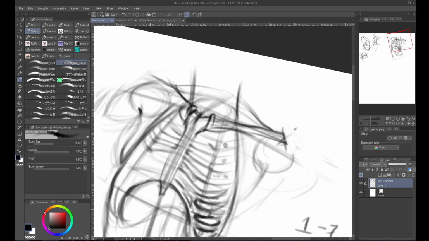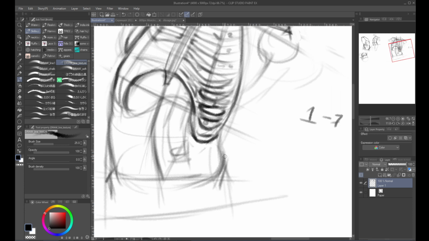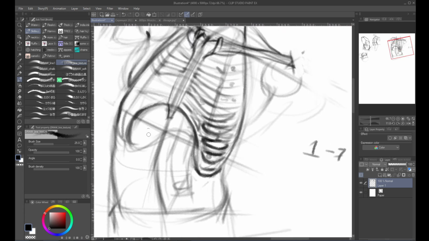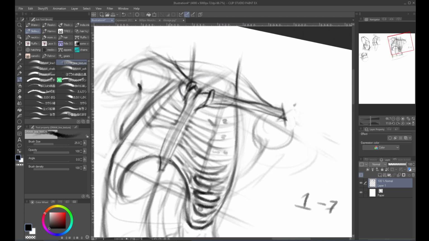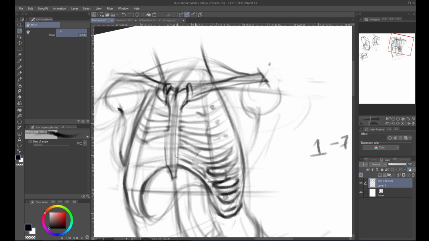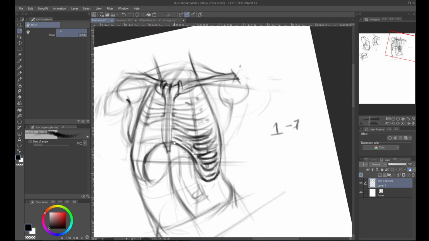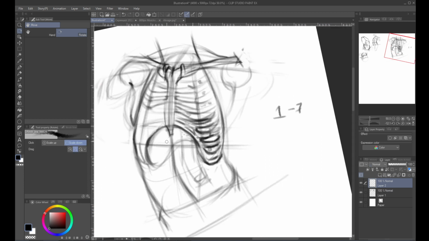Now that we have most of our parts here, we can talk about muscles. So on this, let's create a new layer actually.